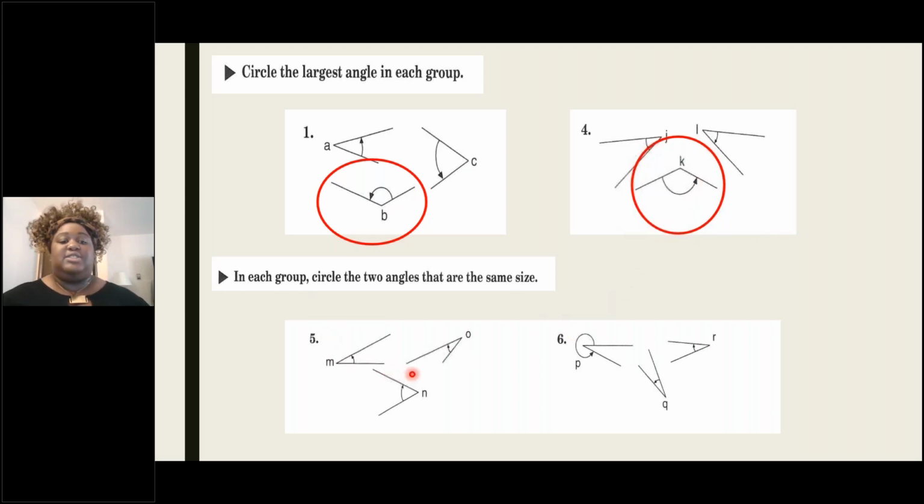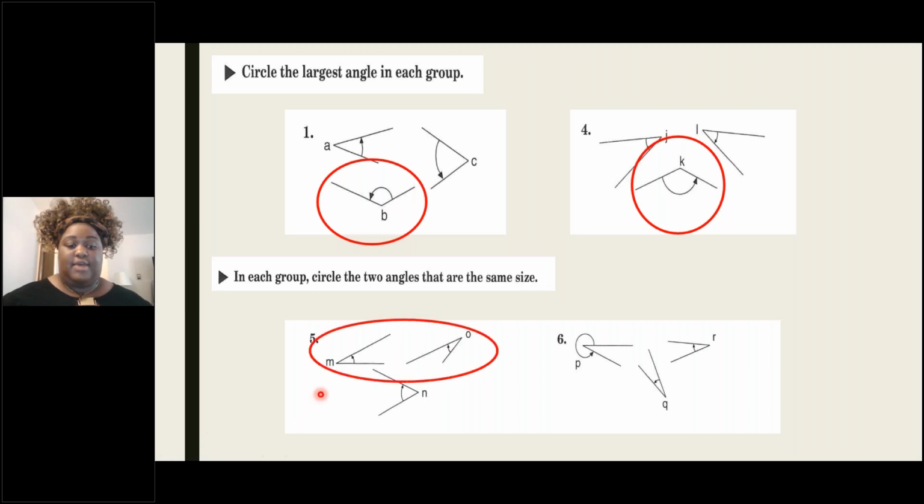The next exercise wants us to circle the two angles in each group that are the same size. So here we have angle M, angle N, and angle O. Two of these angles are the same size. Looking at these, which ones do you think would be the same size? I'll give you a minute to look at them. Okay, so the two that are the same size are angle M and angle O. It's important to remember, even though these may be flipped different ways and the sides are different lengths, that angle is the same.